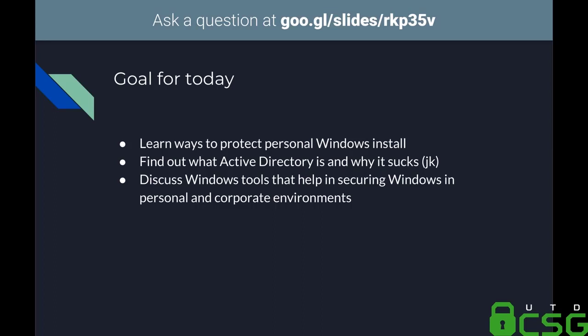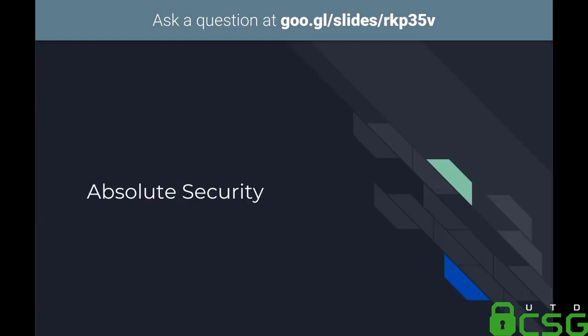So our goals for today are to learn ways to protect a personal Windows install using tools and features that Windows has already included. Additionally, we're going to talk a little bit about Active Directory and what it is and why it sucks, but not really. It's actually very useful because a lot of people use it. We will also discuss Windows tools that will help in securing personal and corporate Windows.